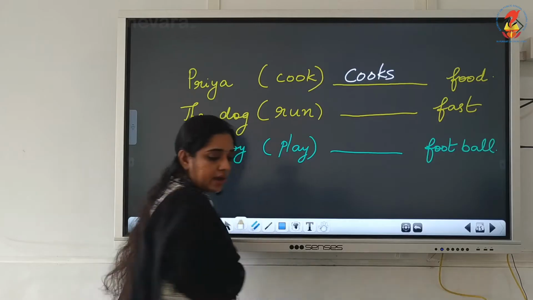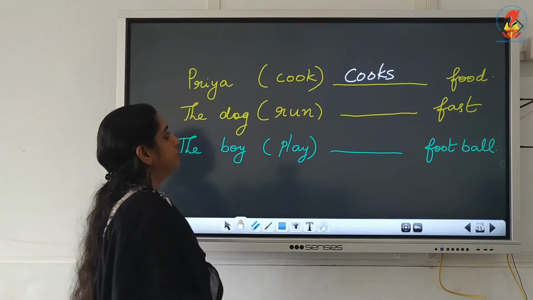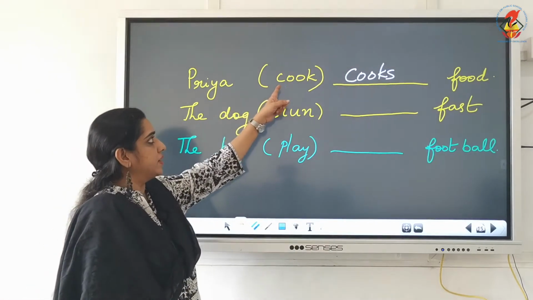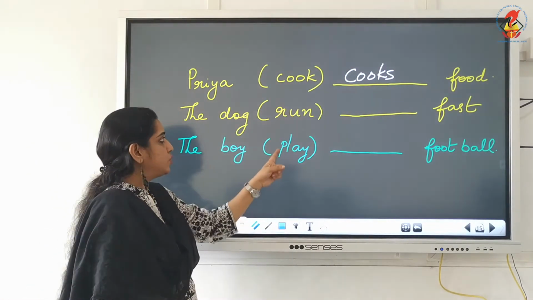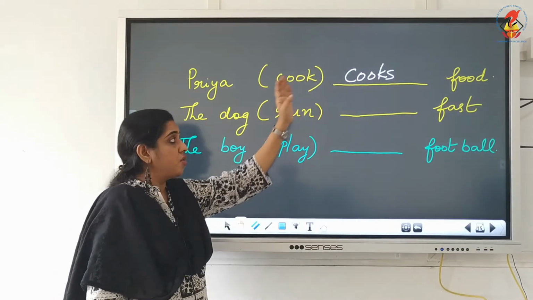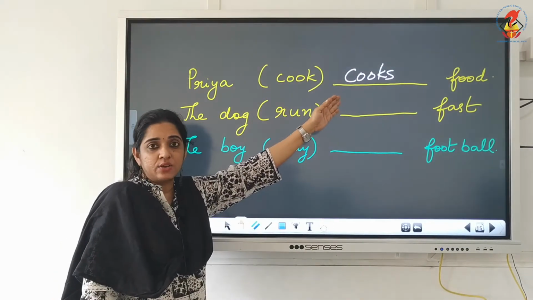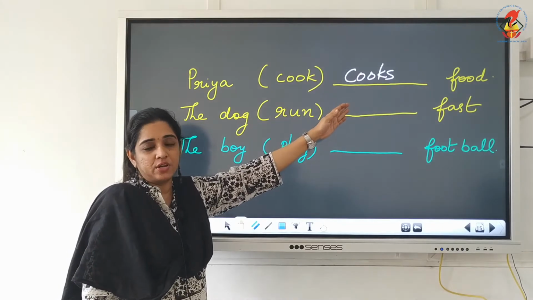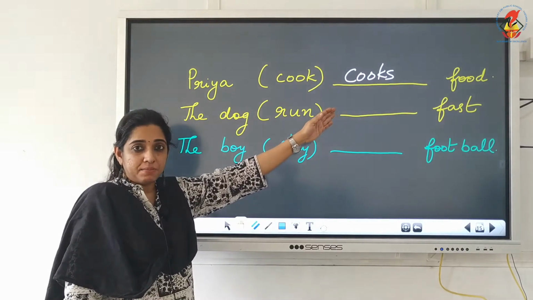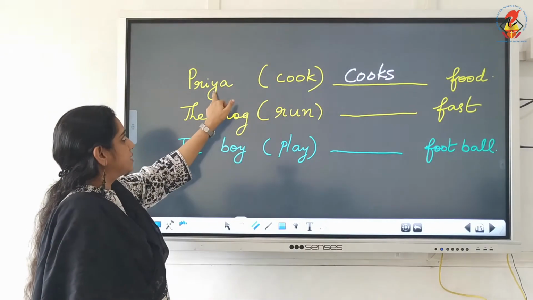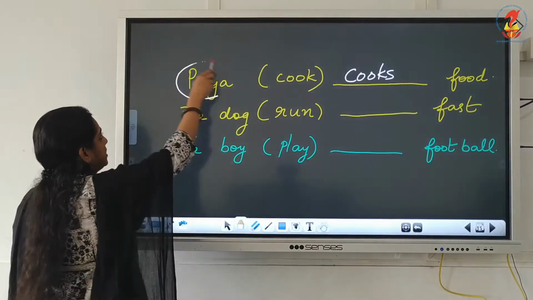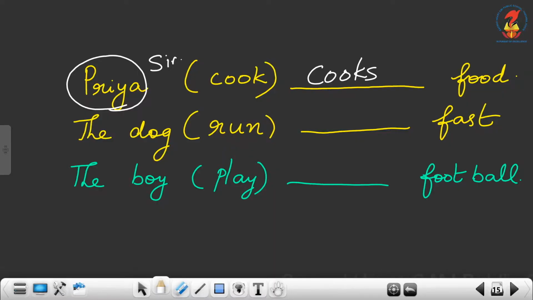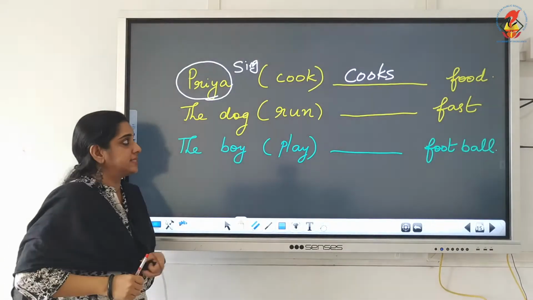Is it? Priya cooks food. Cook is the verb given. From this verb, which will you use, the same one, or will you use the verb with s? You have to use the verb with s, is it? Because that is simple present tense, and also it is singular. This is singular, one person. So you have to use verbs with s.